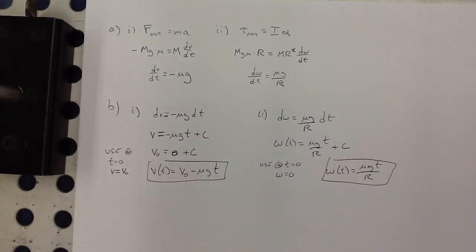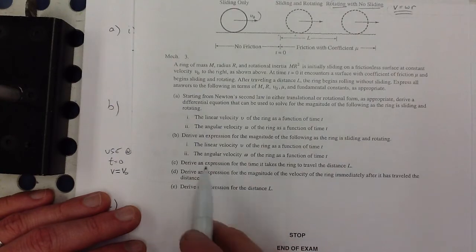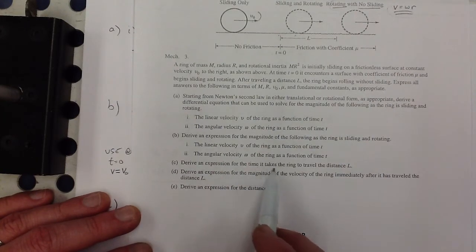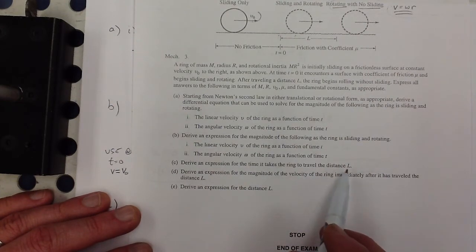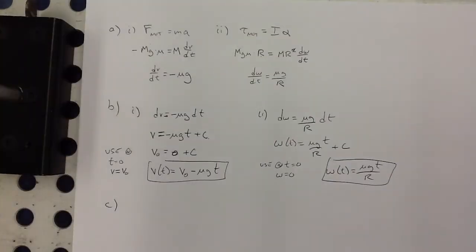All right. And C, they want us to derive an expression for the time it takes the ring to travel the distance L. Well, let's see. If we want time, I think probably we need to do something with kinematics, right? So let's see if we can do that.